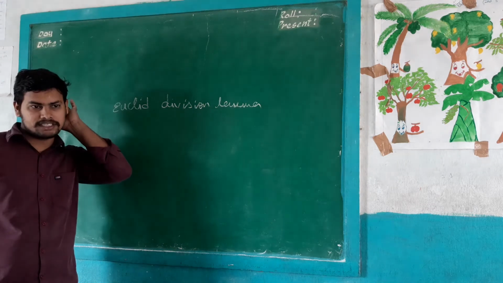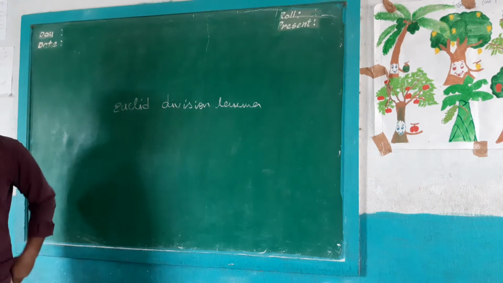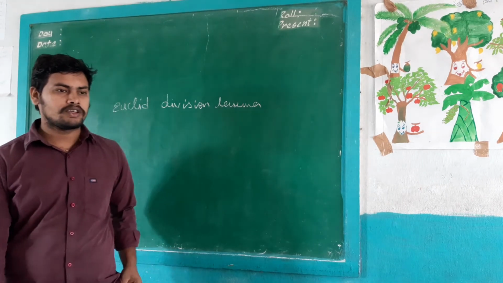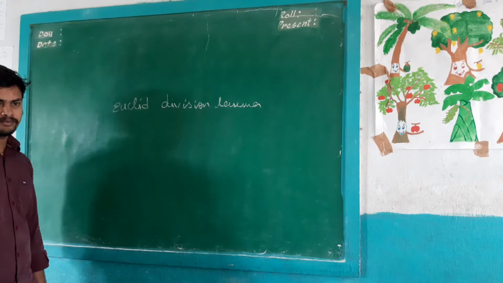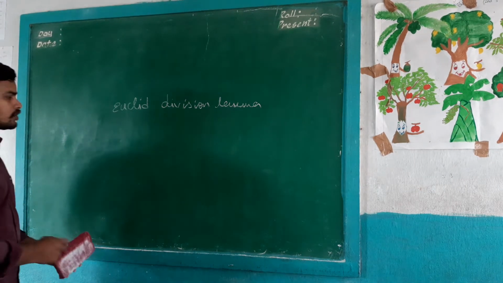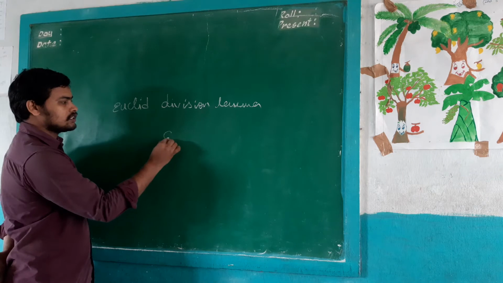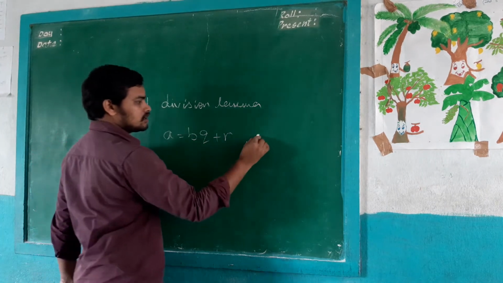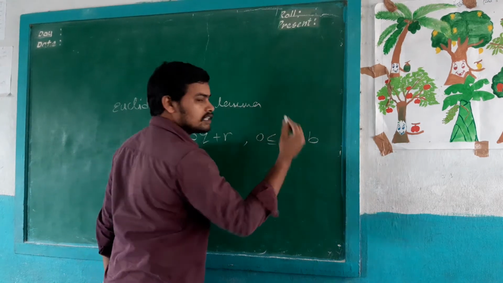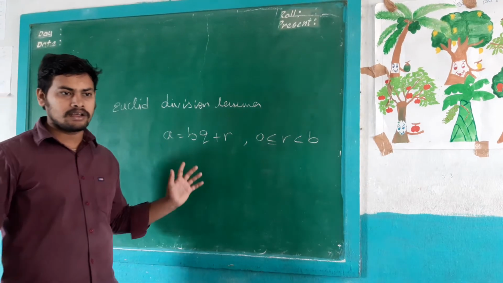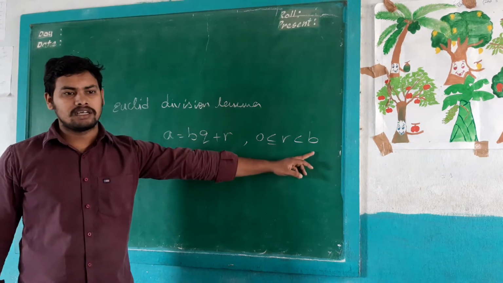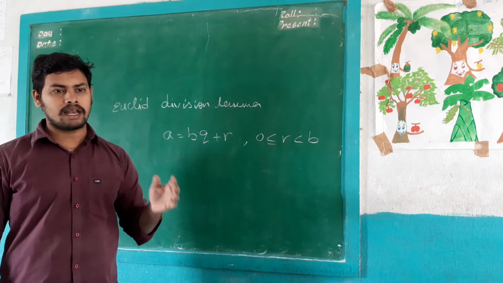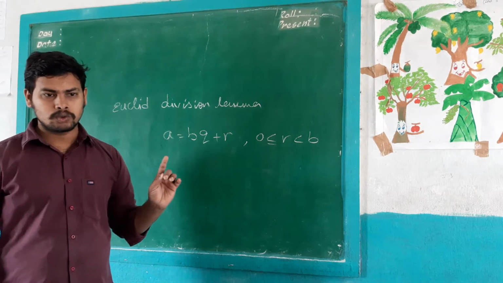Euclid division introduction. Euclid division is easy to calculate by using it to find the HCF. First of all, the Euclid division equation is A equal to BQ plus R. The condition is 0 less than or equal to R less than B. This is the condition for Euclid division. If the B value is 3, then the R value is 0, 1, 2. If the B value is 4, then the R value is 0, 1, 2, 3.